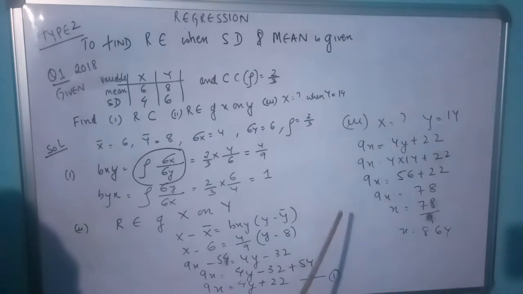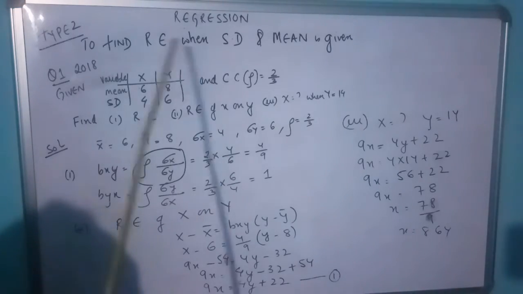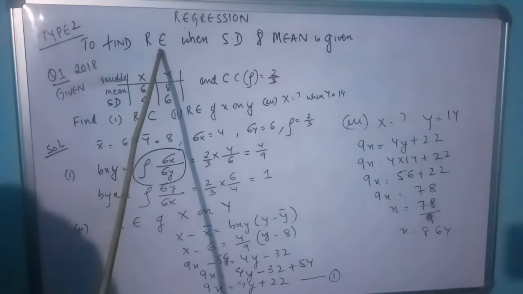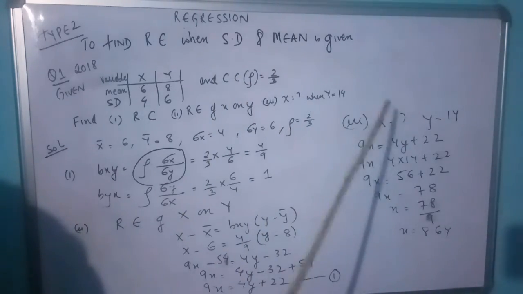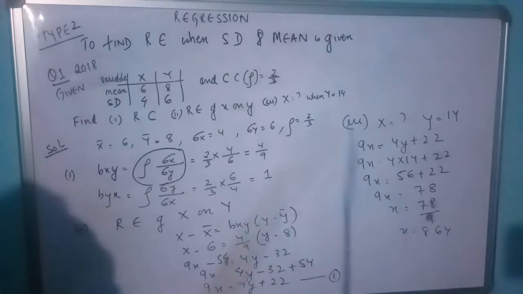Okay, so I hope you understood this. Once again, I just want to tell you the difference. Regression equation in both cases. In this type 2, standard deviation and mean is given. In the previous case, the value of x and y is given. That's why we made the table.